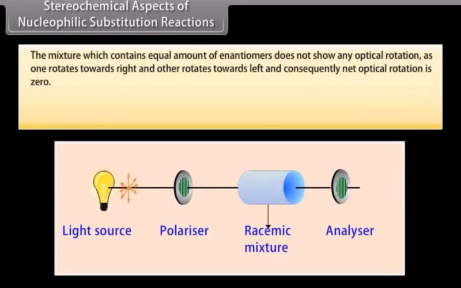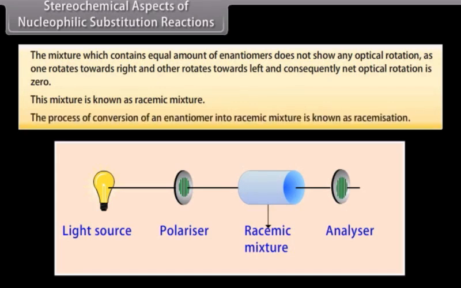The mixture which contains equal amounts of enantiomers does not show any optical rotation, as one rotates towards the right and the other rotates towards the left, and consequently the net optical rotation is 0. This mixture is known as a racemic mixture. The process of conversion of an enantiomer into a racemic mixture is known as racemization.